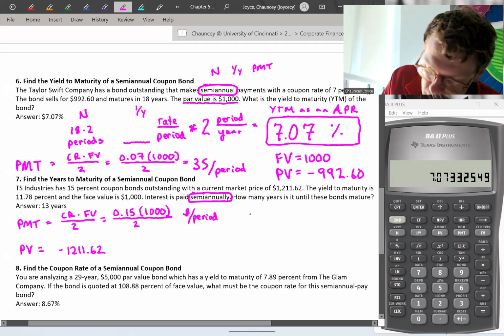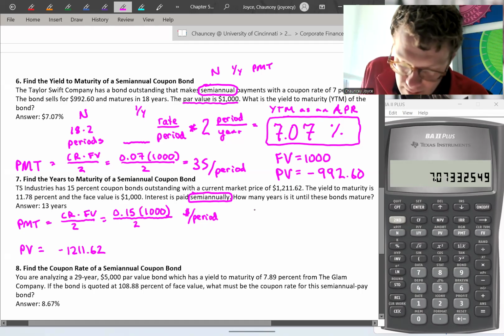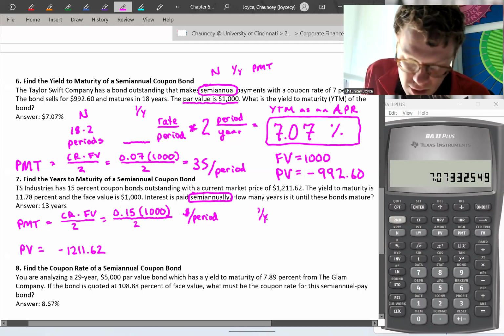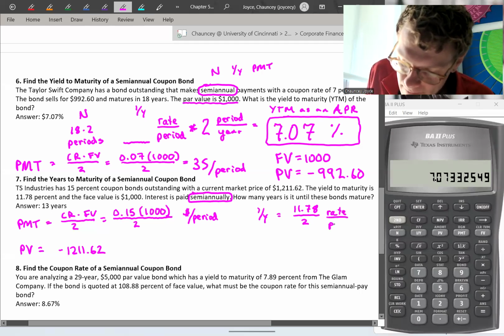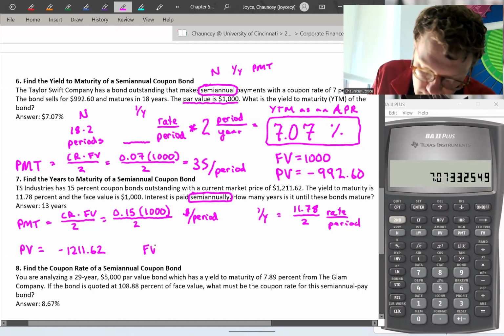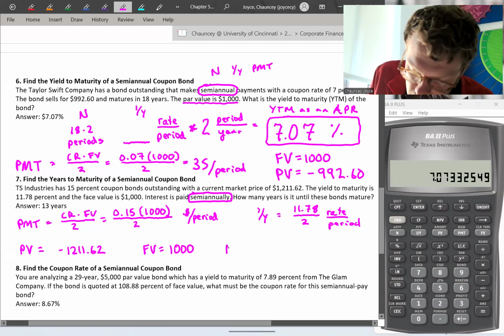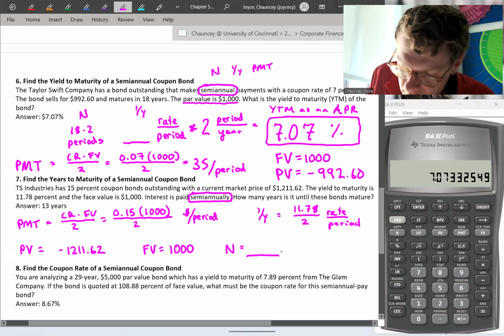We also need to make sure to treat years carefully. The yield to maturity is 11.78. That's an annual percentage rate. So when we divide it by 2, it's a rate per period. And then we have to be careful with time. So future value here is 1,000. That's your face or your par. So when we compute for n, that's going to come out as some number of periods.